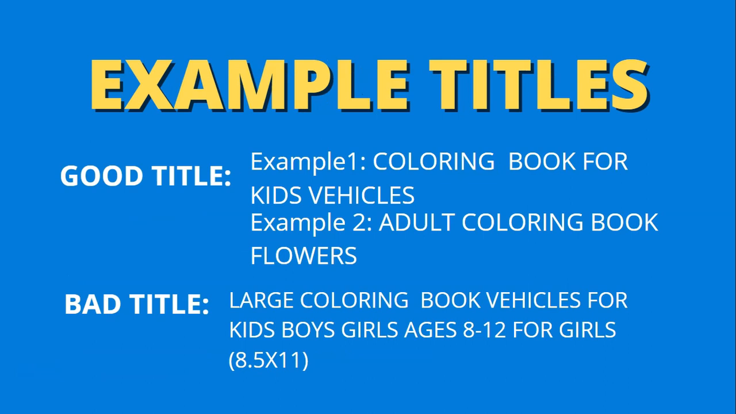Example 1 is for a good title. This is coloring book for kids vehicle. This is very clean and very natural looking. The second example of a good title is adult coloring book flowers. A bad title would be: large coloring book vehicles for kids, boys, girls ages 8 to 12, for girls 8.5 into 11. This is the bad example. I know this is a very extreme example, but including things like that, large or ages 8 to 12 or girls, boys, multiple things in your title make your book title look bad.